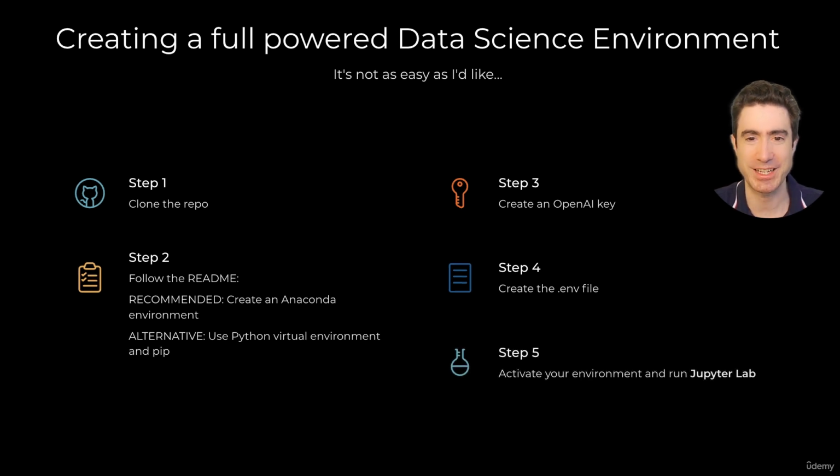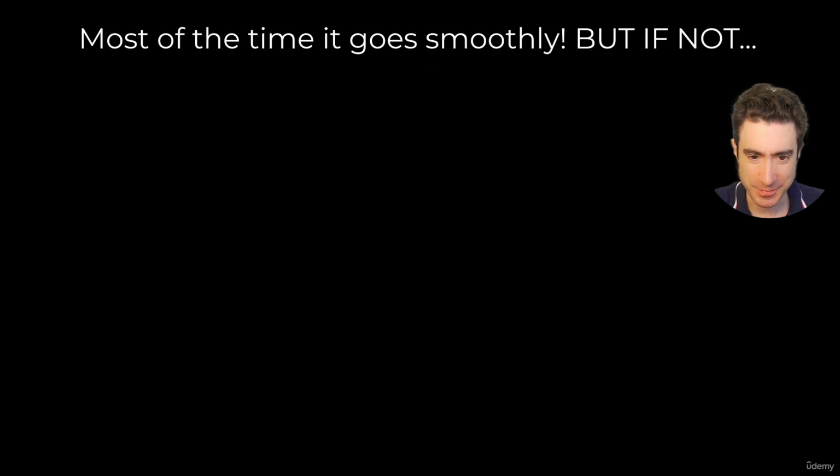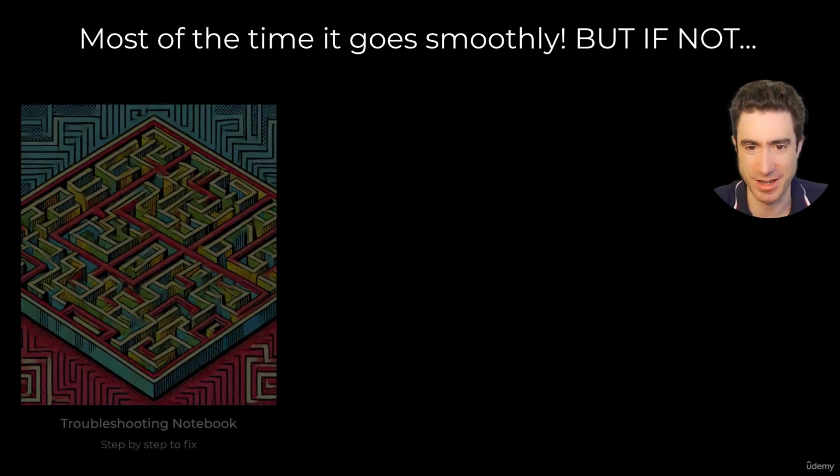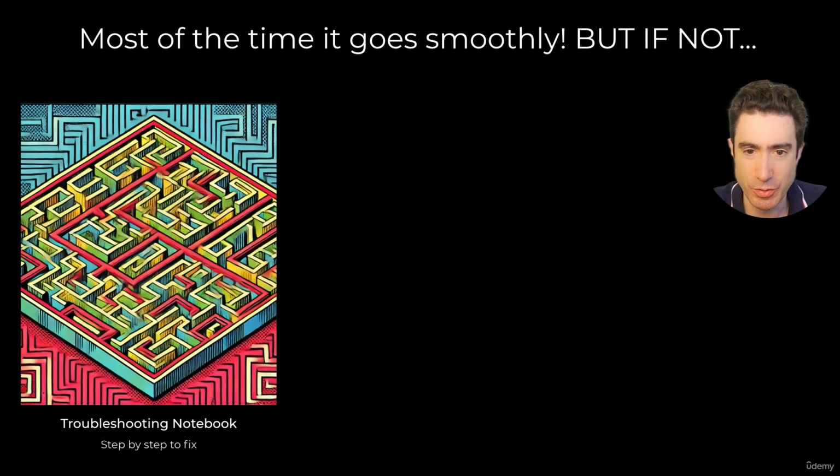And then finally, we activate your environment and we run Jupyter Lab to start the program. So, as I say, most of the time, all of this will go great. Most people report that everything goes through fine. But if it doesn't, then there are some secret weapons at your disposal to make sure that it does. The first of them is that I put a troubleshooting notebook that I will show you in the GitHub repo, which will take you step by step through diagnosing problems, running some code that will figure out what's wrong, and then fixing each problem in turn.